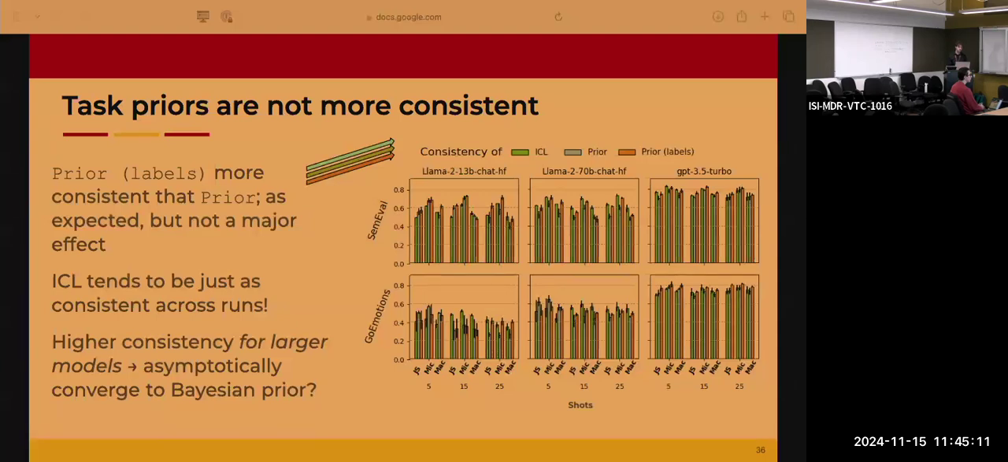And we also see that we tend to achieve higher consistency for larger models. You can see that the absolute value of the bars, going from left to right, from Llama 2 to GPT-3.5, begins to grow in magnitude, which makes us question whether we may asymptotically converge to Bayesian priors as we increase the capabilities. It would be interesting to check and analyze what that would mean for large language models.